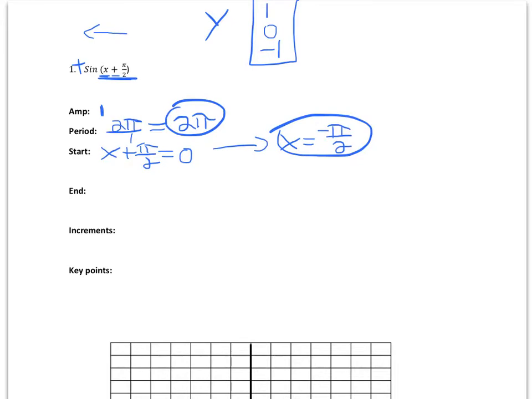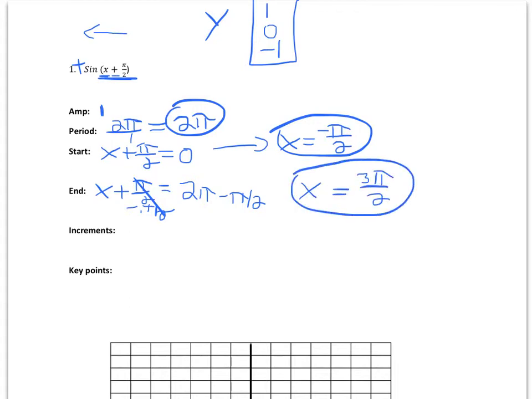Okay, for the end, I'm going to take the same thing, take what's in parentheses, x plus pi over 2. Now I'm going to set it equal to what we normally end with. We normally end with 2 pi on the unit circle. And then if I subtract pi over 2 from both sides, that's going to give me 3 pi over 2. So the first x value is going to be negative pi over 2. The last x value is going to be 3 pi over 2.